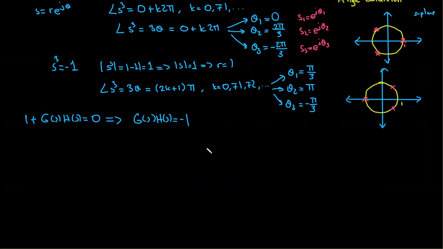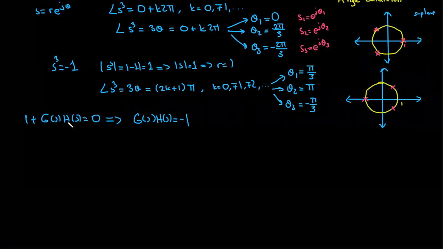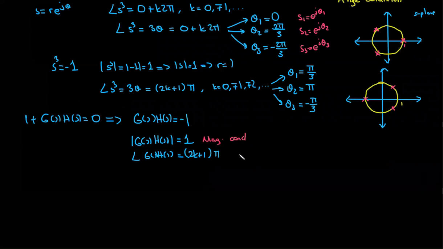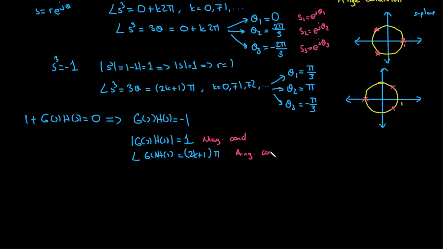Very good. So if you would like to solve g of s, h of s equal to -1 to find the closed loop pole locations, then I need to apply the magnitude condition, g of s, h of s should be equal to 1, and the angle condition, the angle of g of s, h of s should be equal to 2k plus 1 times pi. So magnitude condition and angle condition.